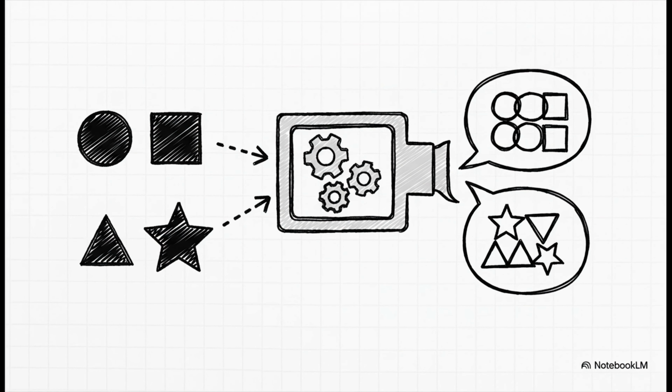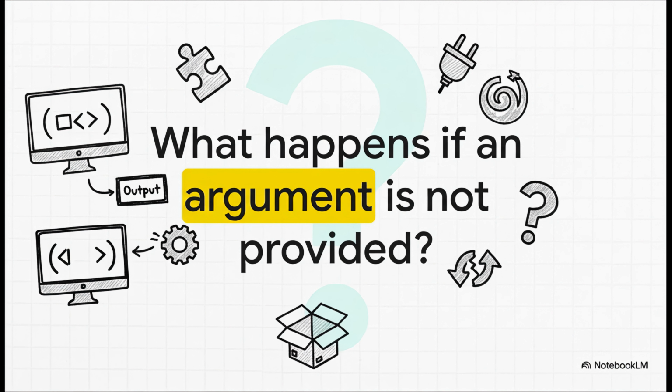And this is where functions become a total game changer. Our one function can now be a chameleon. We give it one set of arguments, it does one thing. Give it different arguments, it does something else. The core logic is the same, but the outcome is totally dynamic. Okay, so what happens when things go wrong?